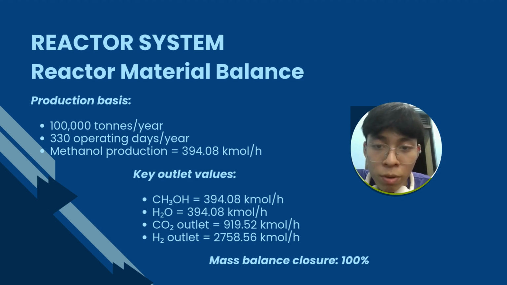3,940.8 kilomoles per hour. After reaction, the calculated outlet contains unreacted CO2 and hydrogen together with methanol and water. Most importantly, our inlet and outlet mass flow are equal, giving a 100% mass balance closure. For this preliminary balance, the RWGS reaction is acknowledged but not explicitly included. So the result represents an idealized stoichiometric design basis.